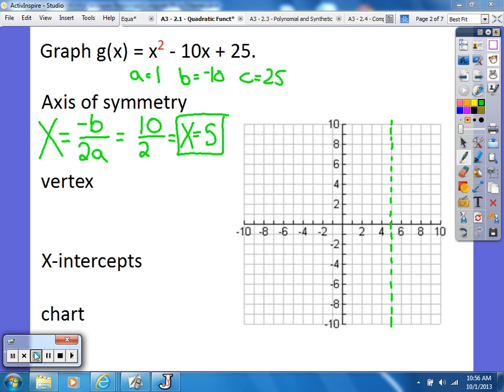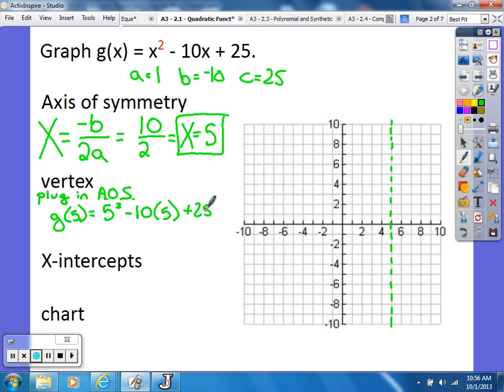Yeah, plug in 5 to the equation. That'll give you the vertex. Plug in the number you got for the axis of symmetry. So plug in the axis of symmetry into the original equation. So you have y equals 5 squared minus 10 times 5 plus 25.